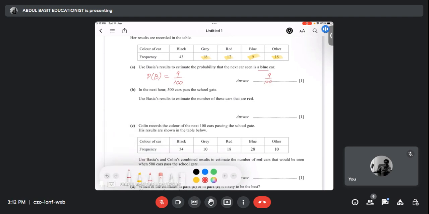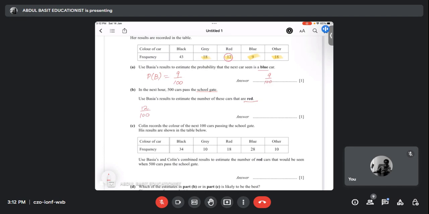Now, in the next hour, 500 cars pass the school gate. Use Basia's results to estimate the number of these cars that are red. First of all, let's check how many red cars there are out of 100. Out of 100, there are 12 red cars. Can you see that? There are 12 red cars out of 100.